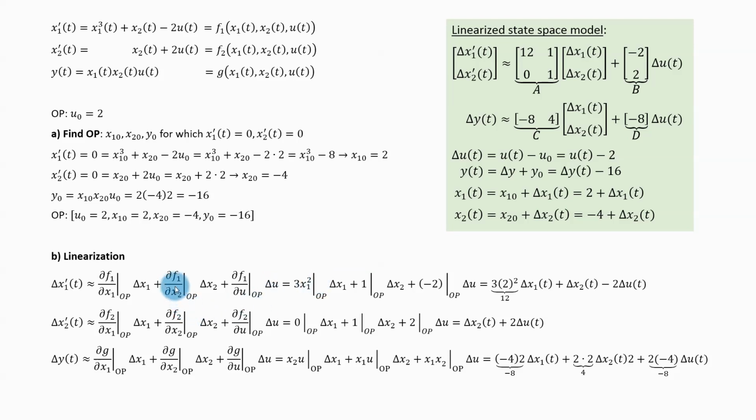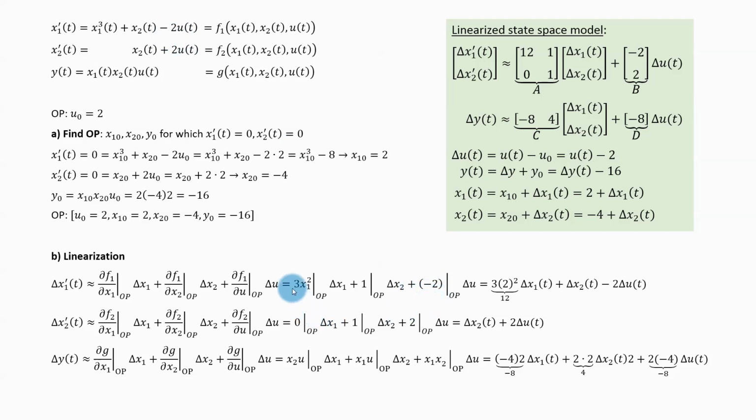Then I need to take the derivative of f1 with respect to x2. That is the derivative of this with respect to x2. That will give me this. And last, I'm supposed to take the derivative of f1 with respect to the input u. The derivative of this with respect to u. And that will give me this.